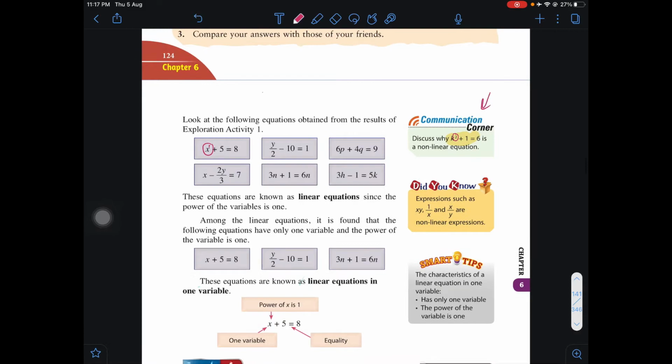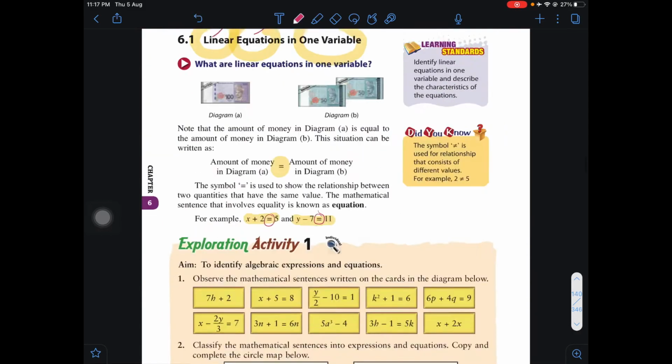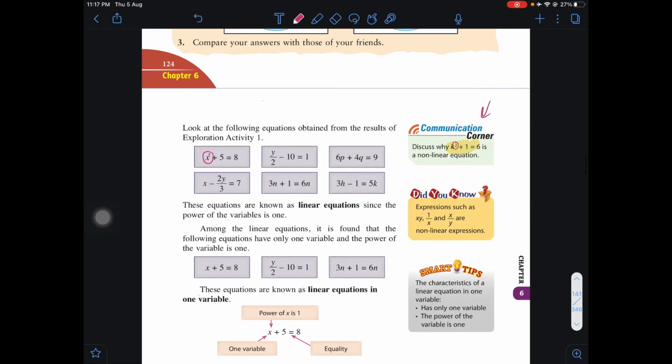So you already understand linear. Now, one variable. One variable means that the variable is an unknown from A, B until Z. To satisfy the condition of a linear equation in one variable, there must be only one type of variable in the equation. For example, x plus 2 equals 8. It only has x as the variable in this equation.